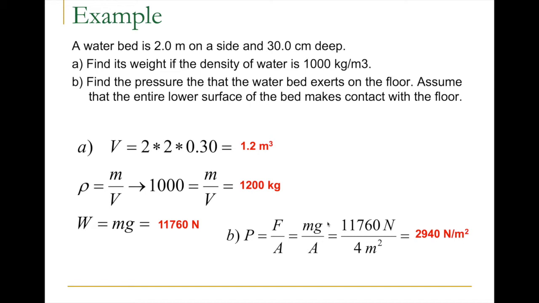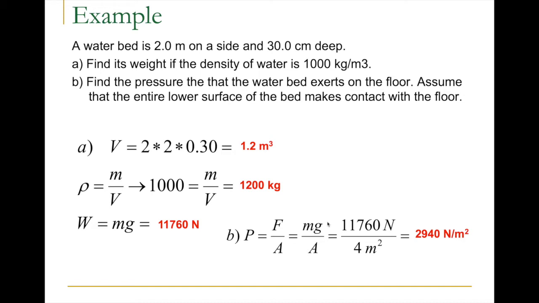And so we know that the density of water is 1,000 kilograms per meter cubed. We know that the volume of water is 1.2 meters cubed. So when we multiply those together, we should get 1,200 kilograms. That gives us a weight of this waterbed at an alarming 11,760 newtons. Quite heavy.